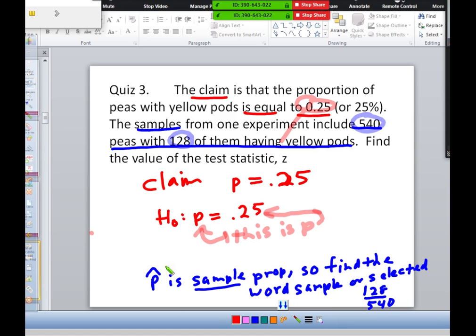So that's where you find your P hat: you find the word sample, and that's where you get the P hat from. So in this sample, it includes 540 with 228 of them being yellow. That's where you get your 228 over 540. That's where you get the P hat from. Find the word sample or survey or selected. That's your P hat, that's your sample. But your claim is where you get the P or the mu from. Okay? All right. Good. Moving on.